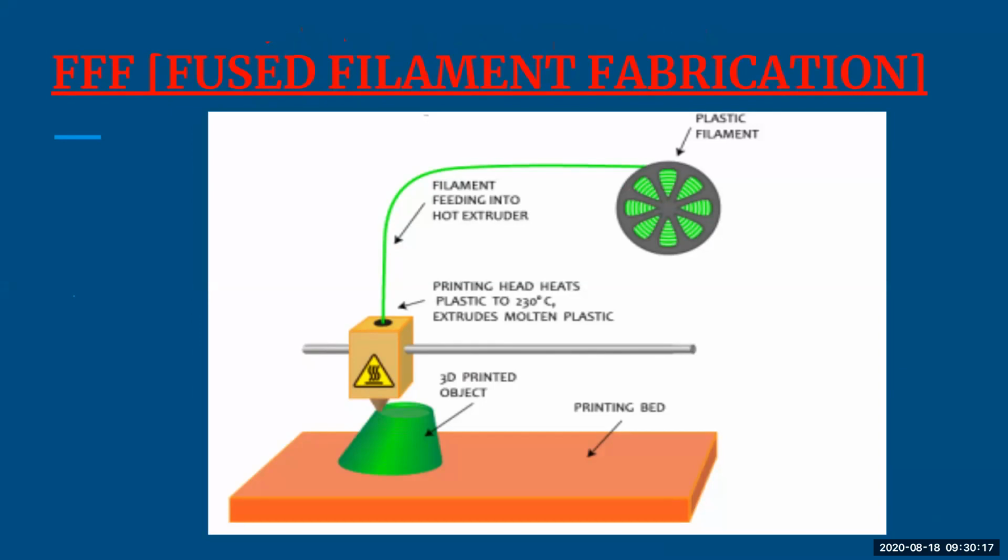You can see the working in the diagram on your screen. There is a plastic filament. You can have any filament. You can even have a chocolate material. You can have aluminum. Whatever material you want to have as a 3D model, you have to have it in that filament.